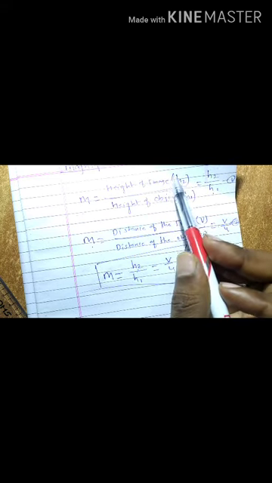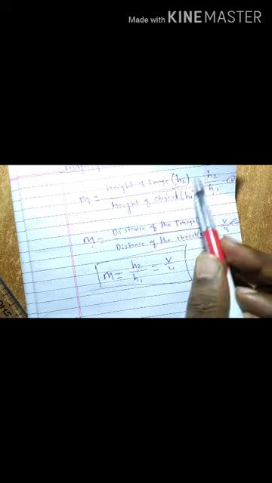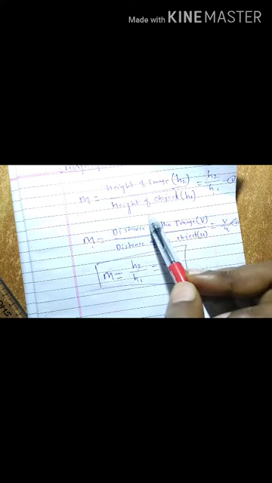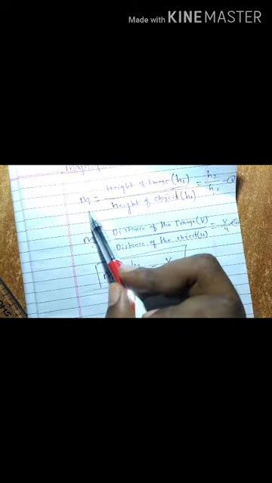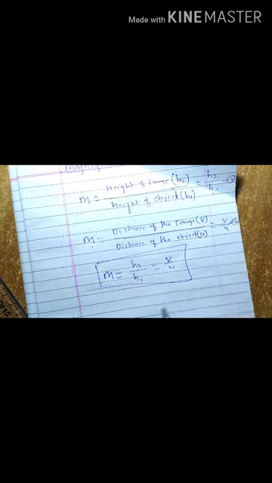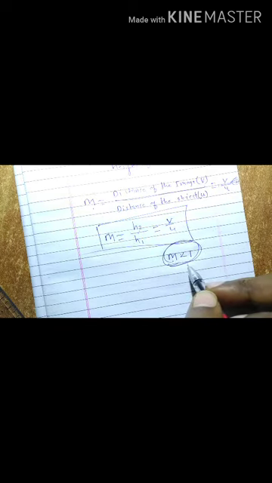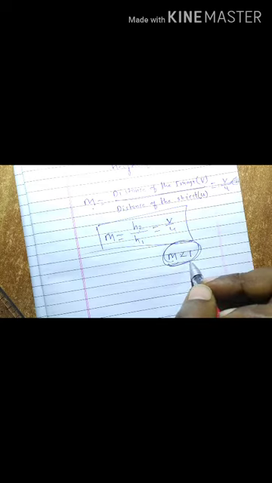In the numerator and denominator, both units will be the same, so they will cancel out. That's why there is no unit of magnification. Magnification will come only as a number. One extra piece of information I want to give you: if magnification is less than 1, it means the size of the image is smaller as compared to the object.